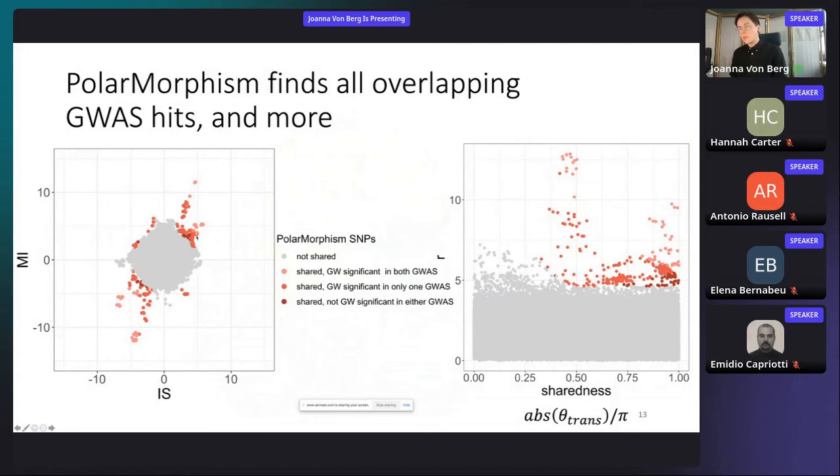And then in orange, I've plotted all the SNPs that were found by PolarMorphism. And on the right, it's the same data, but now on the x-axis we see sharedness, which is basically this transformed angle. So the closer to 1, the more shared the SNP is. And on the y-axis, we see the distance r.